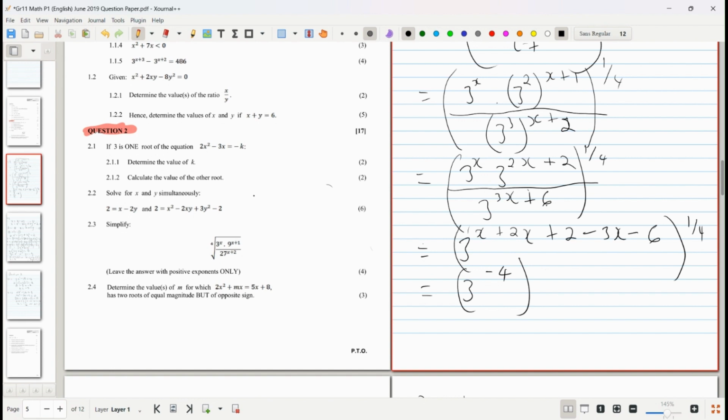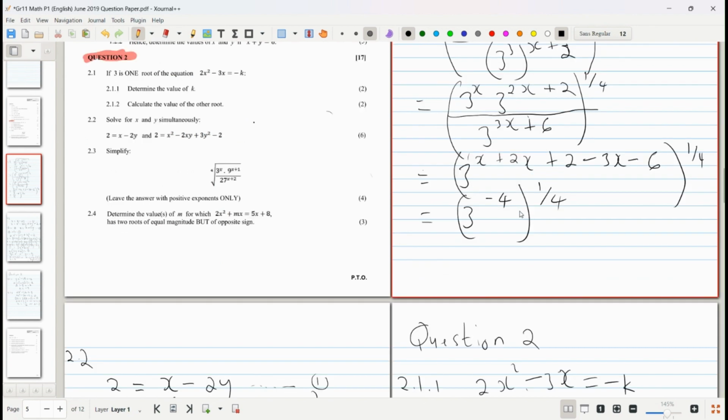And then we have to the power 1 over 4. So what we need to do here is to multiply the exponents, sorry, not divide. So negative 4 times 1 over 4 will give us 3 to the power negative 1. So we can see our final answer will be 1 over 3.